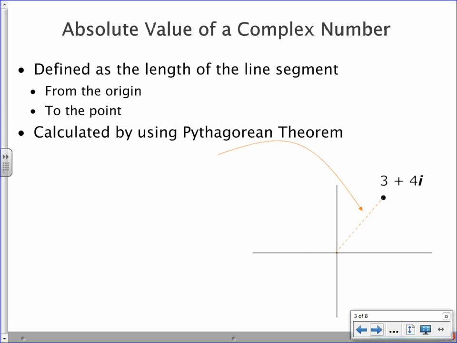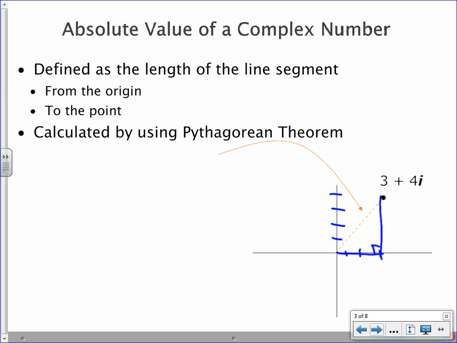So what I'd like you to do is plot the point 3 plus 4i. Over 3 on the real axis, up 4 on the imaginary axis. This orange dotted line that you see is representing the distance from the origin. We can make a nice little right triangle out of this, can't we?